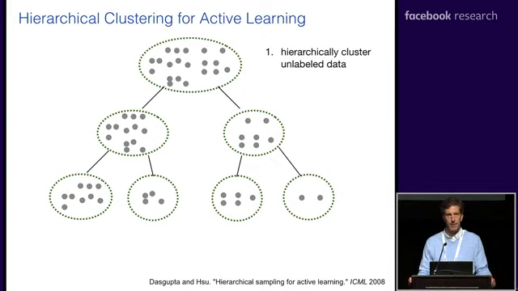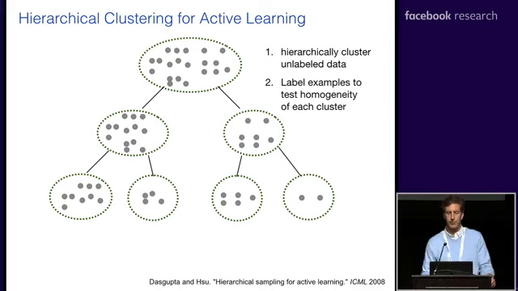So that's step one. Now, step two, what we're going to do is go back up to the root of this tree first. We're going to label some examples. And we see that if we label this subset, some are red, some are blue. So this cluster itself is inhomogeneous. It has some reds, it has some blues. So we're going to have to go down further in the tree. We're going to go to the next level.